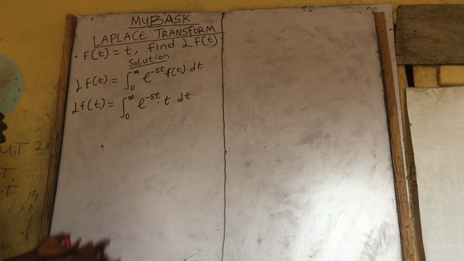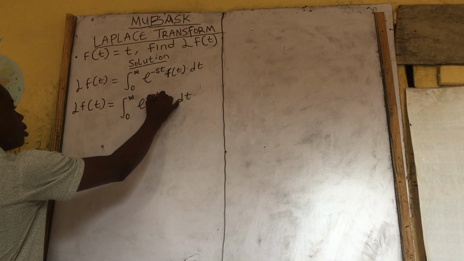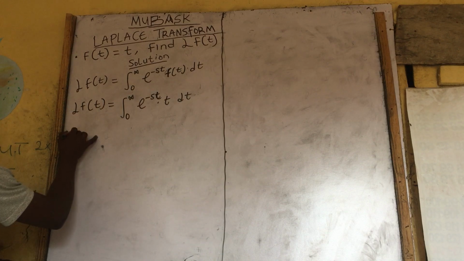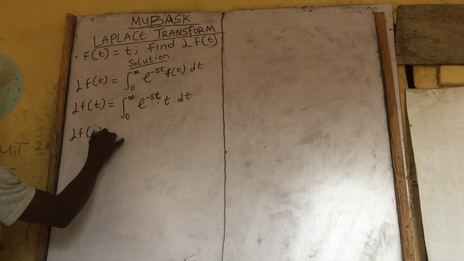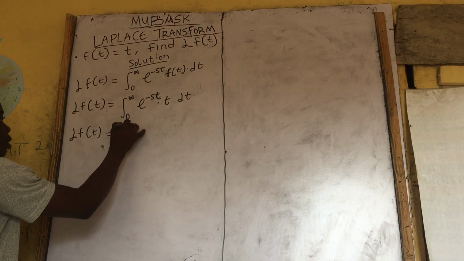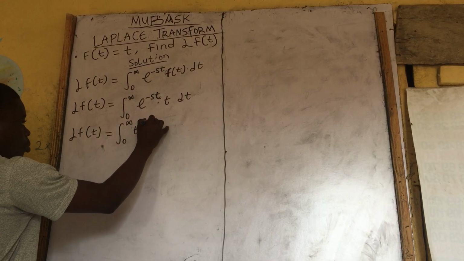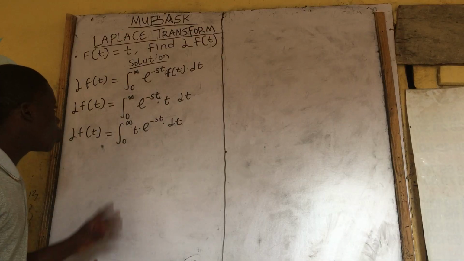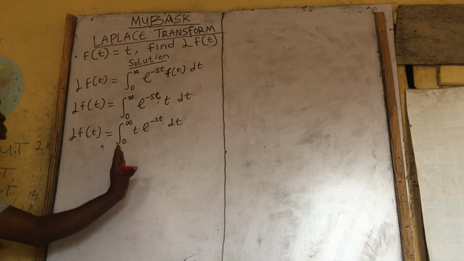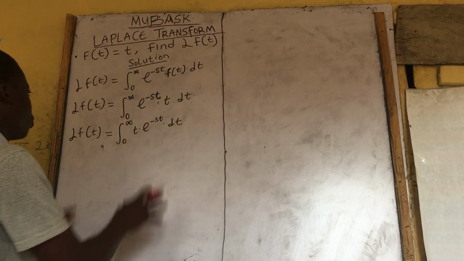So now you can also arrange this exponential minus st times dt. We can also arrange it like this. Also the same thing as Laplace f of t equal to integral from 0 to infinity of t times exponential minus st dt. So if you look at this problem now, it has led us to integration by parts. We have to use integration by parts to solve it.